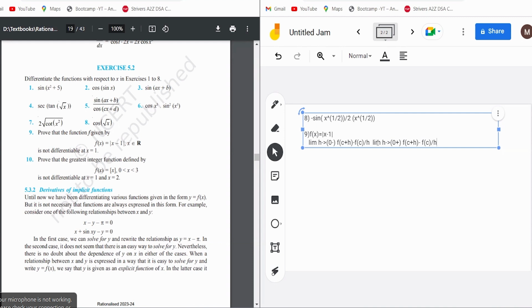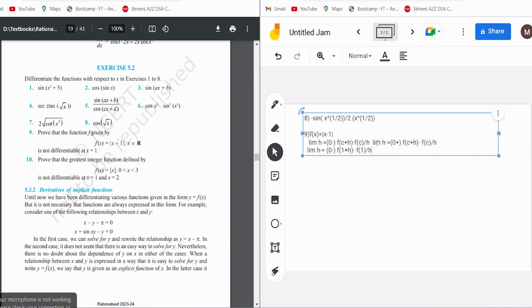So, okay, we have to check at this point, x equal to 1. So let's check x equal to 1. We put 1 in place of c. So it would be limit of h tending to 0 minus, f of 1 plus h minus f of 1. I'm just putting 1 in place of c.